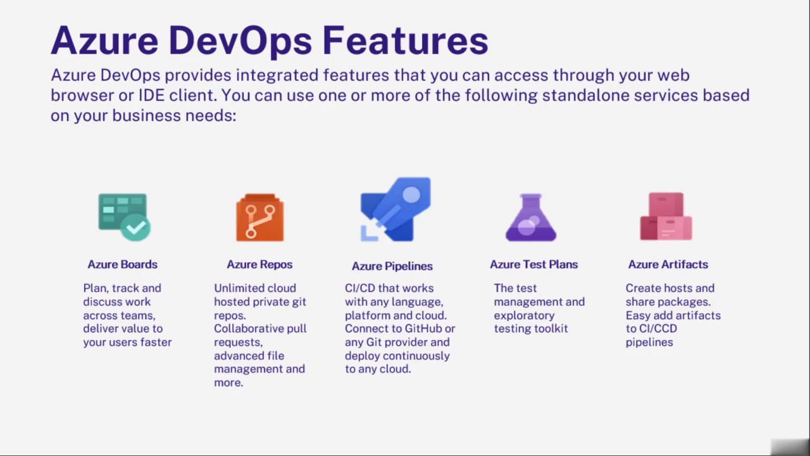Azure Repo offers you a Git repository where you can share and store your code. Azure Pipelines enable you to create CI/CD pipelines for your project. Azure Test Plans is the testing toolkit within Azure DevOps. And finally, Azure Artifacts easily allows you to add artifacts to CI/CD pipelines. So in this course, as previously mentioned, we will focus on Azure Boards and utilizing Azure Boards from a project manager and business analyst perspective.